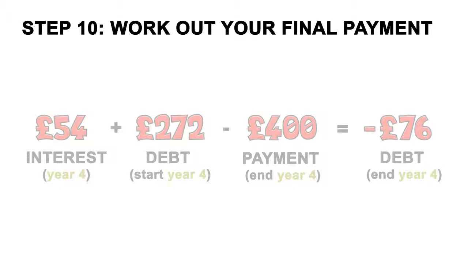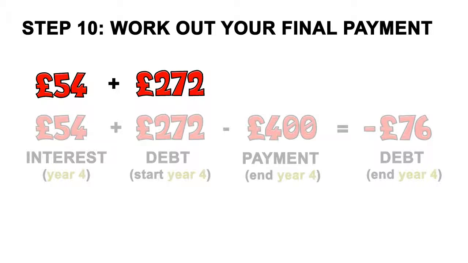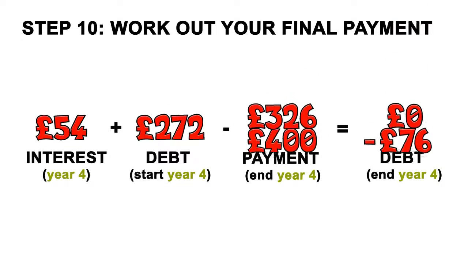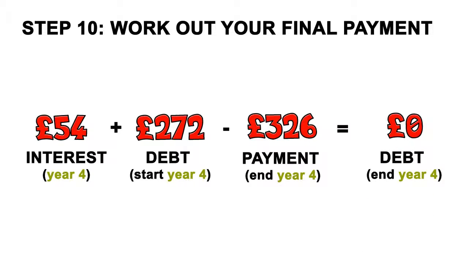To work out the correct final payment, all you have to do is add the interest for year 4 onto your debt at the start of the year, which gives £326. If we use this as the final payment, your debt falls to exactly 0 at the end of year 4.